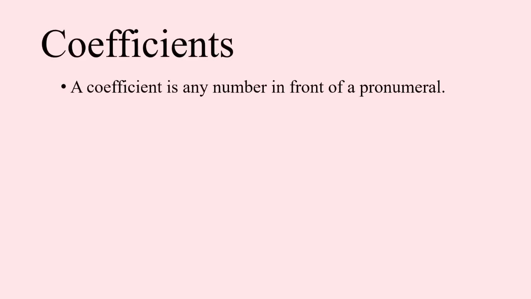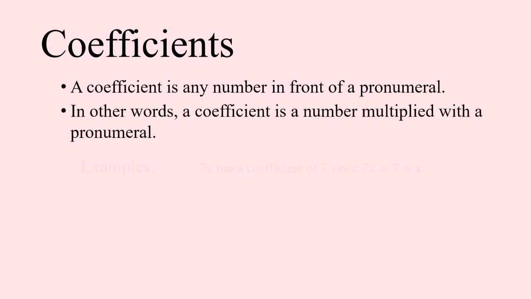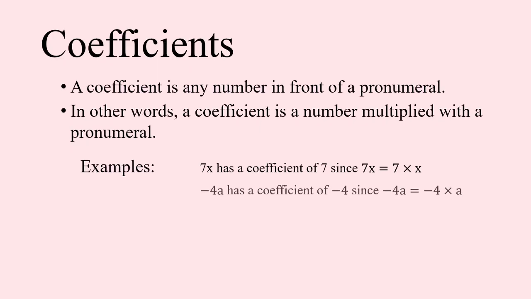Now, any number in front of a pronumeral is called a coefficient. That is, the coefficient is a number multiplied with a pronumeral. For example, 7x has a coefficient of 7 since 7x is equal to 7 times x. Negative 4a has a coefficient of negative 4 since negative 4a is equal to negative 4 times a. t has a coefficient of 1 since t is equal to 1 times t.